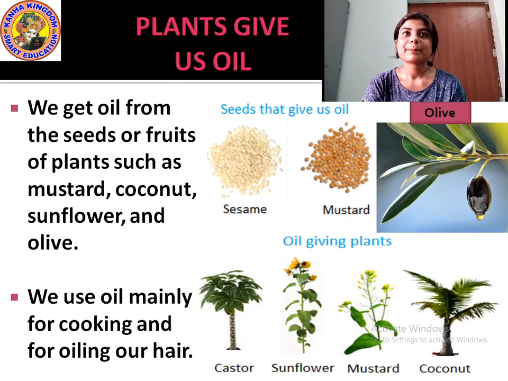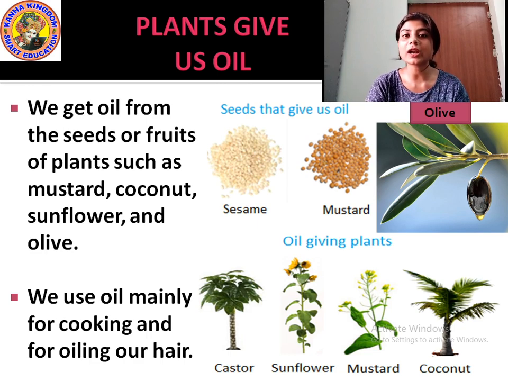Now students, plants also give us oil. The oil that we use to cook food, where is it obtained from? It is obtained from plants. The oil that we apply to our hair is also obtained from plants. We get oil from the seeds or fruits of plants.